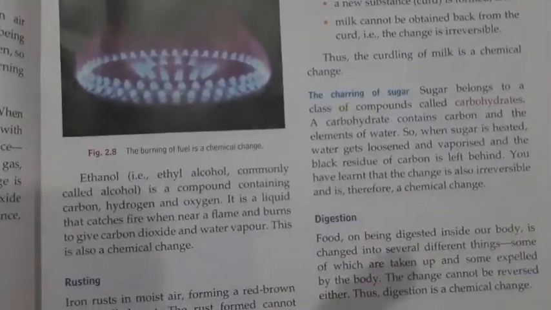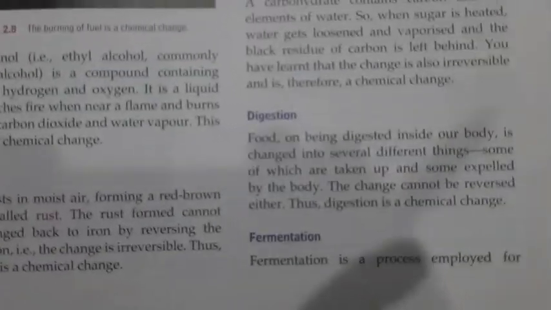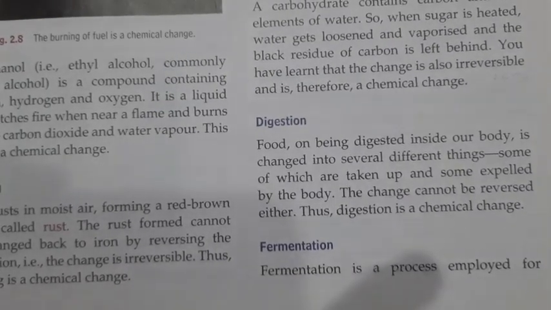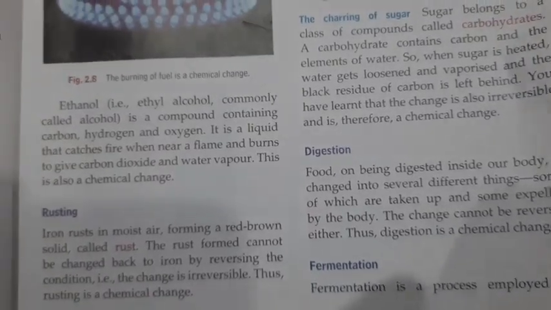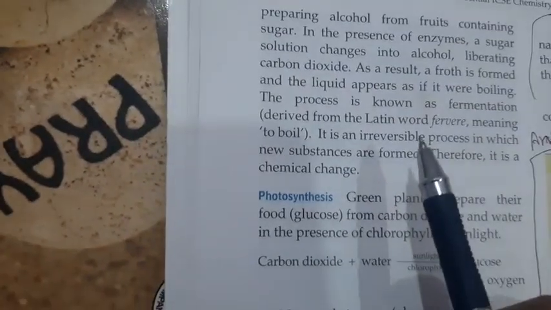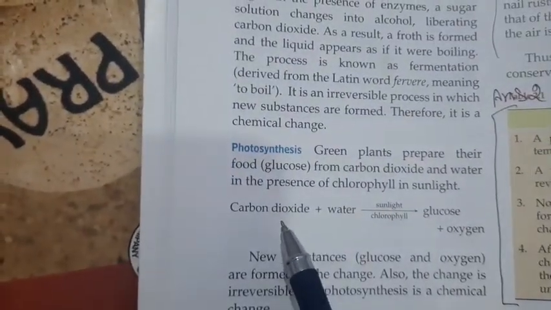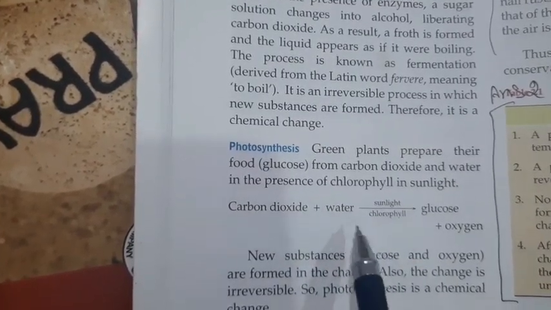Charring of sugar, which we have also discussed, is a chemical change. Digestion of your food in your stomach is a chemical change. Similarly, fermentation is also a chemical change. Fermentation means that with the help of fermentation people make enzymes, alcohol, right? Photosynthesis, where plants make food in the presence of carbon dioxide, water, and the green pigment chlorophyll in the presence of sunlight, is also a chemical change.